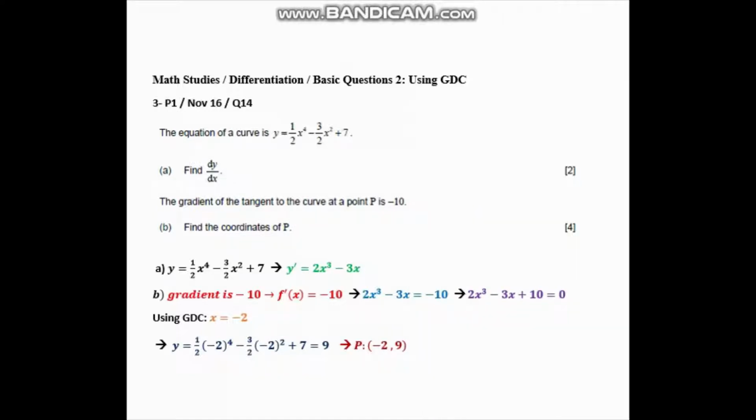So in order to find the y value of point P, I shall simply plug x equals -2 into the original equation to find y. So instead of every x, I'm going to plug -2. And this is what I've done in the dark blue equation right there. You can evaluate this on the GDC easily, and it shall give you a 9. Hence, the coordinates of P are -2, which is the x, and 9, which is the y.